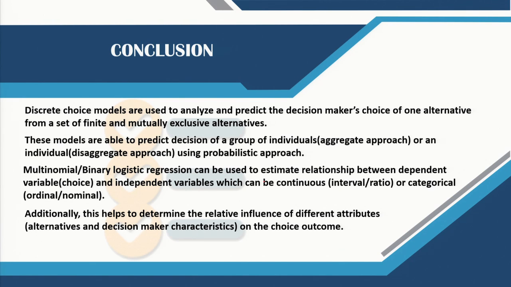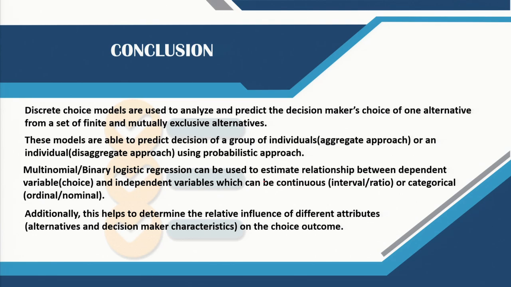In conclusion we can say that discrete choice models are used to analyze and predict the decision maker's choice of one alternative from a set of finite and mutually exclusive alternatives. These models are able to predict the decision of a group of individuals, in an aggregate approach, or an individual in a disaggregate approach, using a probabilistic approach. Multinomial or binary logistic regression can be used to estimate the relationship between the dependent variable, which is choice, and independent variables, which can be continuous, like interval or ratio, or categorical, like ordinal or nominal.